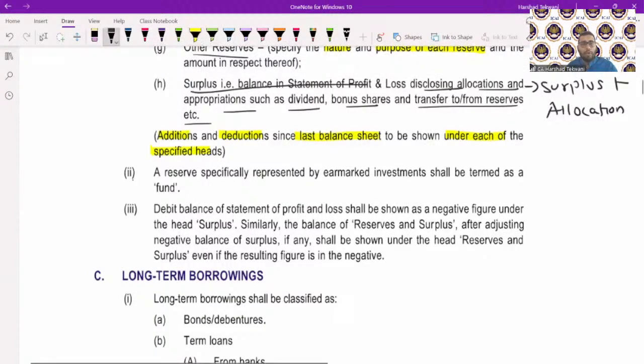Means you need to show opening plus addition minus usage or deletion from the reserve. And what will it give you? Closing balance. You need to show this movement for the particular addition and deduction of that particular reserve.